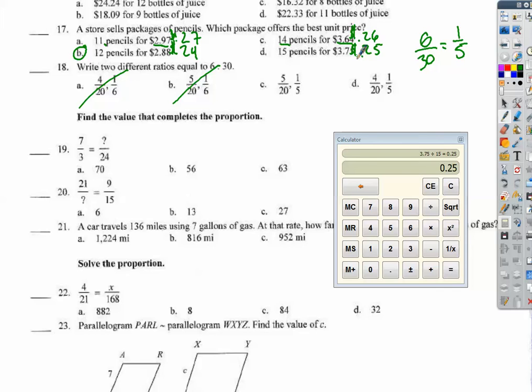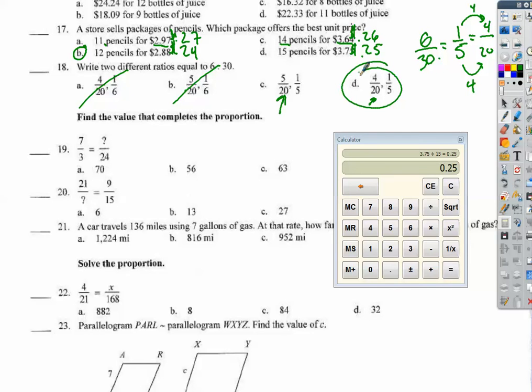For 18, we're going to write two different ratios that are equal to 6 to 30. Now, 6 to 30 is equal to 6 over 30, and when I see a fraction like this, I want to reduce it. 6 goes into both of these, and I get 1 over 5. Therefore, B and A cannot be right because they have 1 over 6. Now, I see that we have 20ths here and 20ths here, so let's scale this to 20ths. If I multiply 5 by 4, I get 20ths, so I have to multiply this by 4. So I get 4 20ths. Therefore, it would be D.